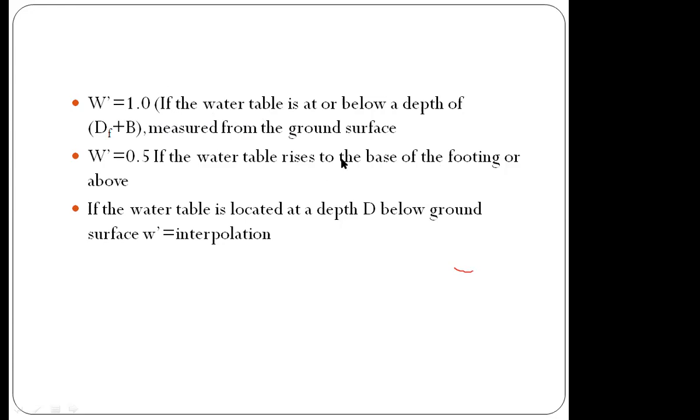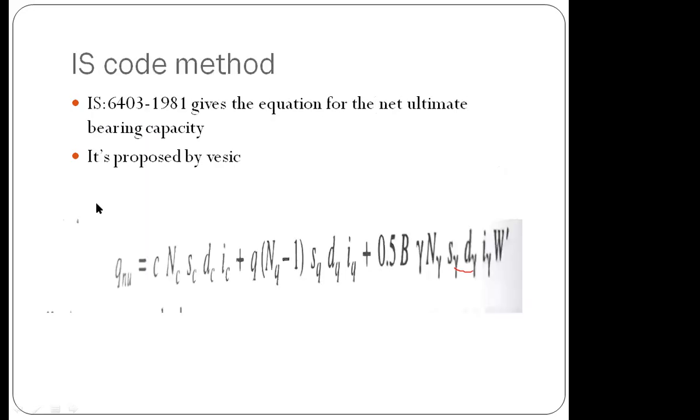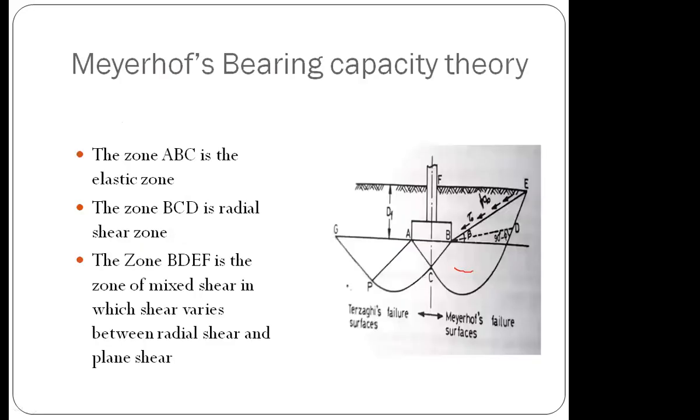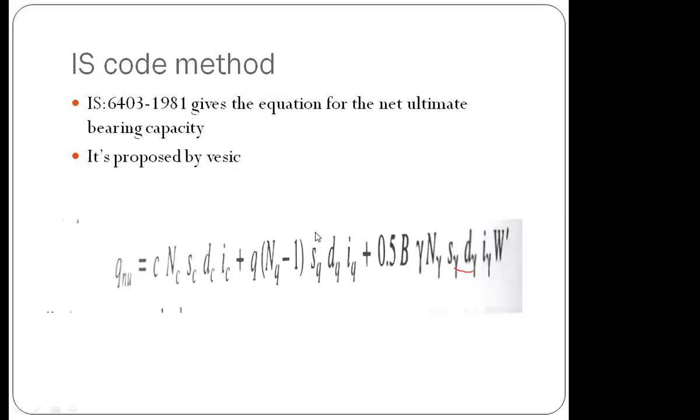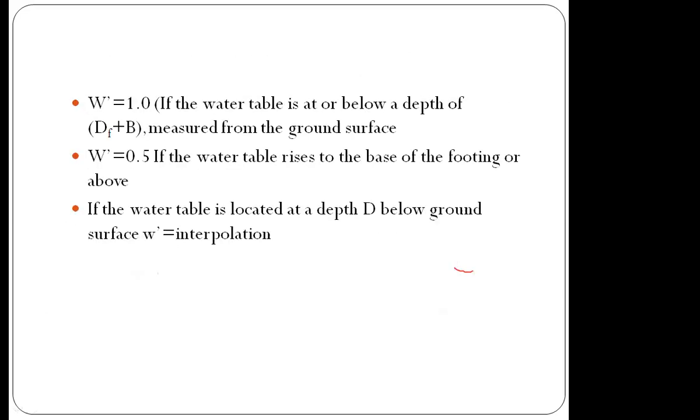If the water table rises to the base of the footing, that is the second case, as you see from the diagram. If the water table rises to here, in that case W dash will be 0.5.